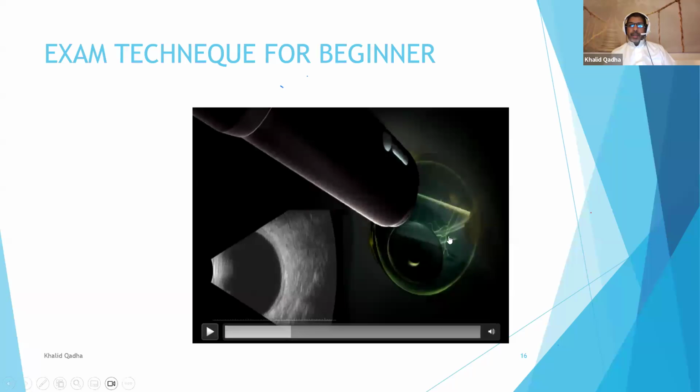As you see here, this is how you imagine the scan of the probe. When he moves it, it scans up and down, or either to the nasal or to the temporal side.